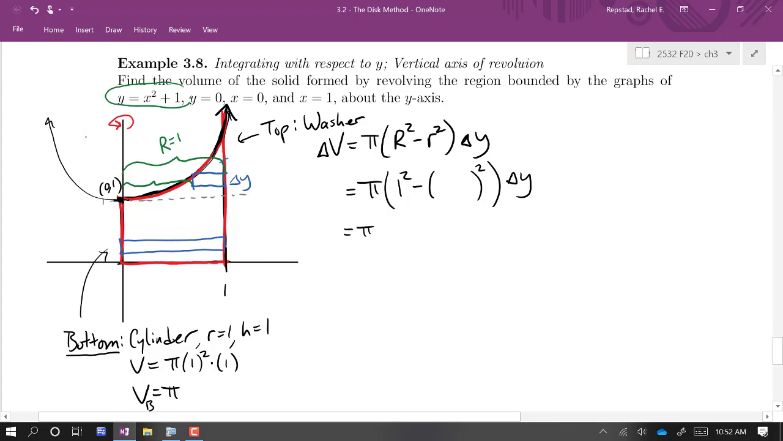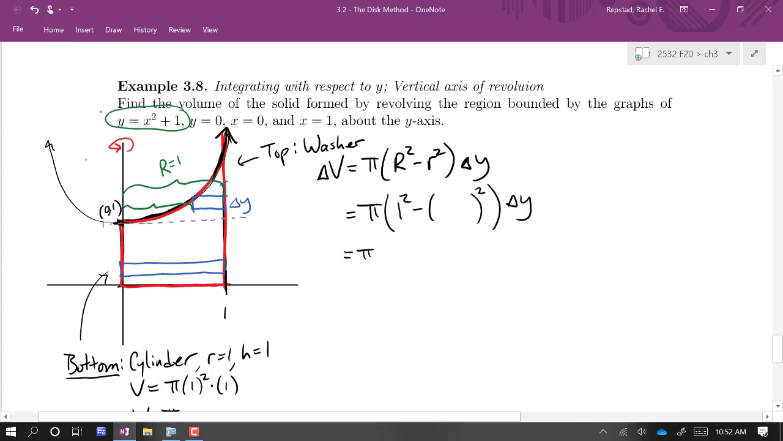They gave us this function, y as a function of x. Since we're going to have a dy integral, we need to get x as a function of y. So x squared is y minus 1. x is the square root of y minus 1. We only need the positive root because this region is in the first quadrant. So little r is the square root of y minus 1, and we're going to put that into the little r squared here. So the square root of y minus 1, squared. That's better.